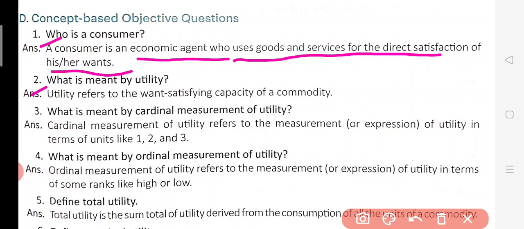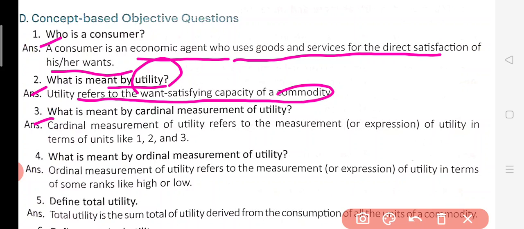Now second question, what is meant by utility? Utility is nothing but satisfaction. So utility refers to the want satisfying capacity of a commodity. When you purchase something, it has some utility inside it. So you can say that this is nothing but the want satisfying power of a commodity.